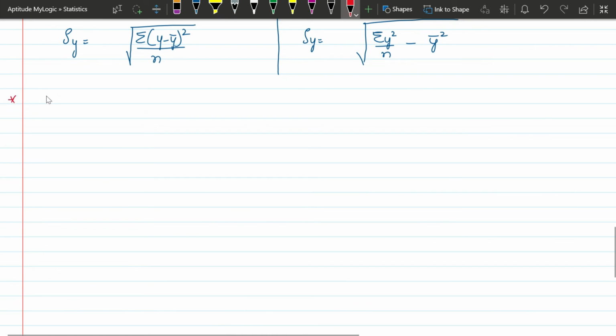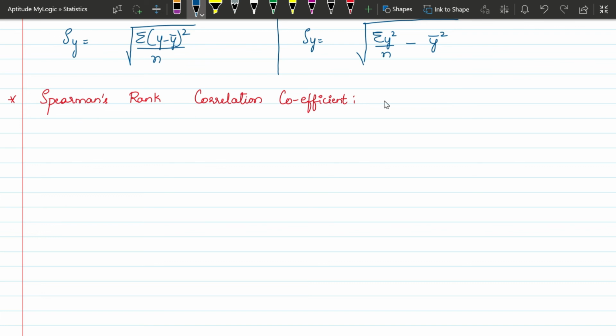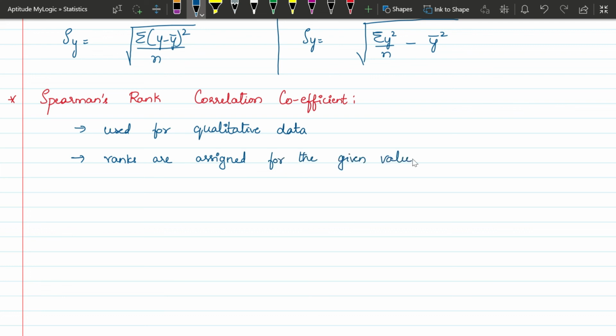And then we have Spearman's rank correlation coefficient. Spearman's rank correlation coefficient is used for qualitative data. Like I mentioned earlier, this is used for data which does not have proper numerical measures, but we convert it to measures by assigning ranks. So for these qualitative data, we assign ranks for the given values, and then we calculate deviations between the ranks, find deviation squares, and then use a formula.